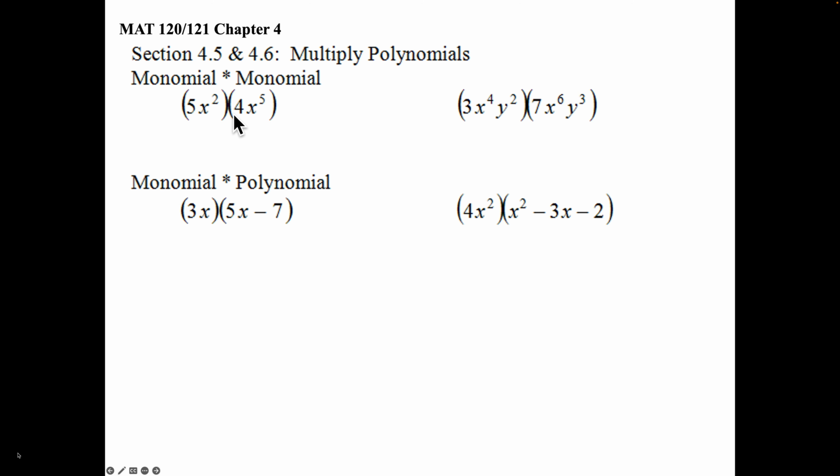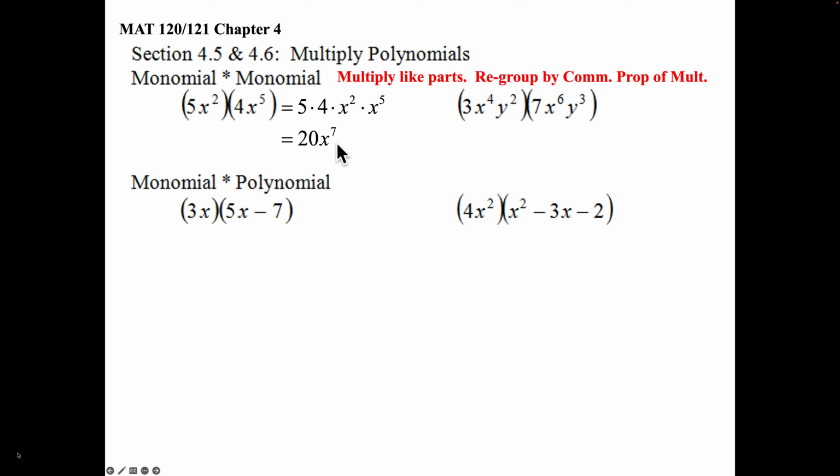All we're going to do is use your commutative property of multiplication to regroup the things being multiplied together. So I'm going to take the coefficient 5 and the 4, bring them together. X squared and x to the 5th, bring them together. So you want to visually see this happening and say, okay, if I bring the 5 and the 4 together, that's 5 times 4, that's 20. X squared times x to the 5th, add my powers because I'm multiplying like bases. We're going to get 20x to the 7th.